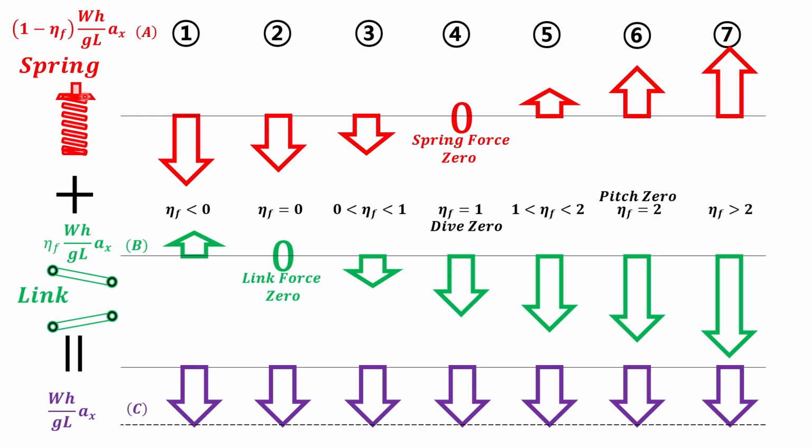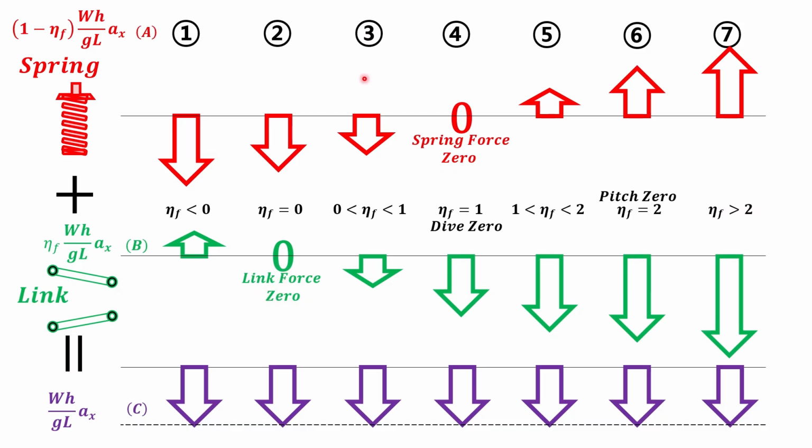By using eta F, the ratio of the resultant vertical force of the suspension links to the vertical dynamic load transfer, the spring force and the resultant vertical force of the links for the 7 virtual reaction points can be easily analyzed. Point 1 indicates that if the virtual reaction point exists below the road surface, eta F is negative, meaning that the force compressing the spring is greater than the force tensioning the links. Number 2 indicates that if the virtual reaction point is on the road surface, eta F is 0, meaning only the force compressing the spring acts and the force acting on the links is 0.